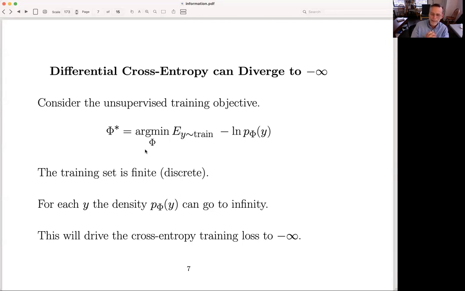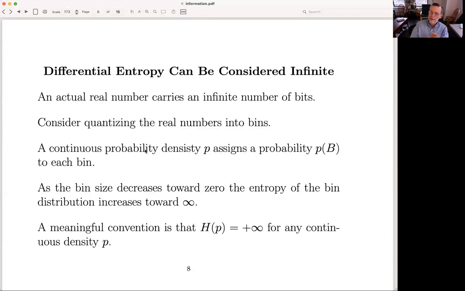It can be tricky. It's a little tricky to minimize something that goes to negative infinity. Another way to think about it is that differential entropy should really be thought of as being infinite.